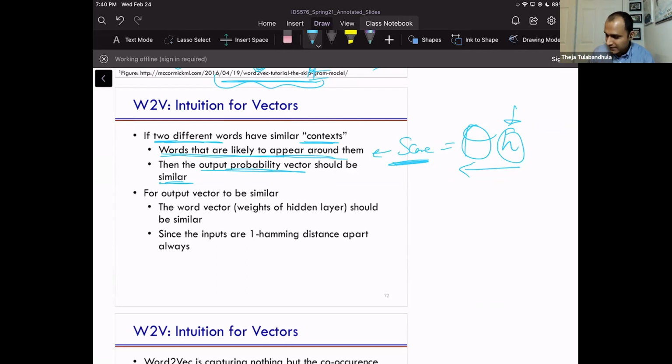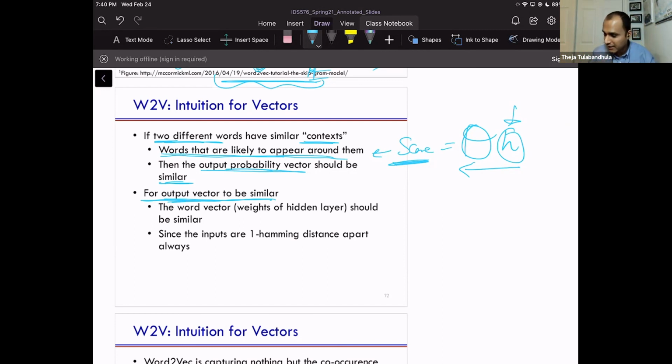Yeah, for output, essentially, here's the punchline, and we can talk about it maybe even after the session is over. If the output vector has to be similar, which means that both fox and cat have similar nearby words and therefore should get high scores on the similar words, then hopefully fox and cat have similar word vectors themselves.